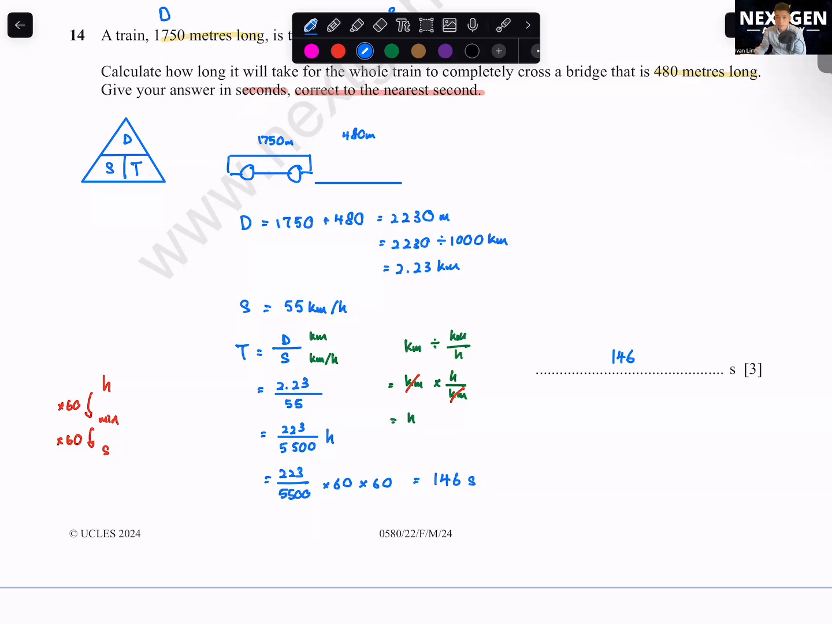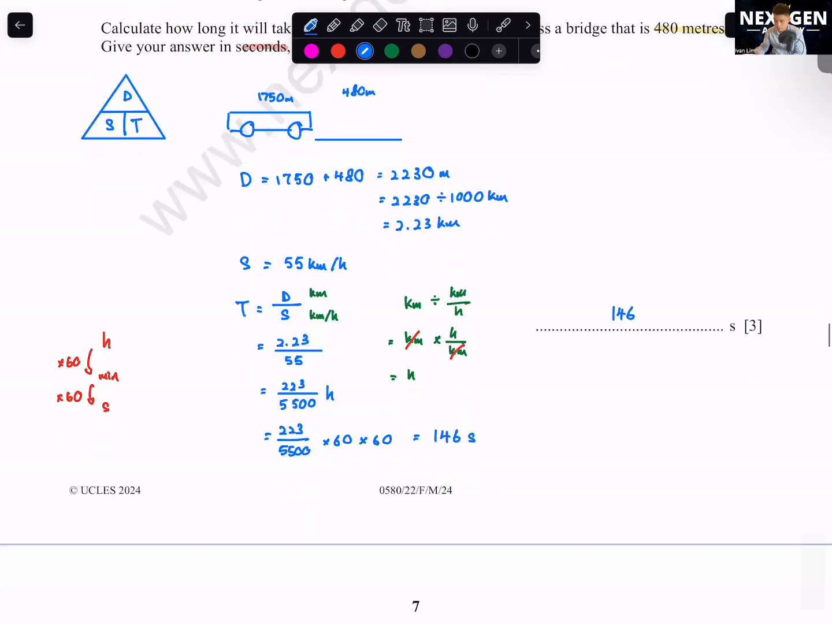All good? It's a 3-mark question. Any questions under here? Questions 1 to 14? So far I think it's quite easy, right? This paper, you should get full marks unless you make careless mistakes. Let's go to question 15.